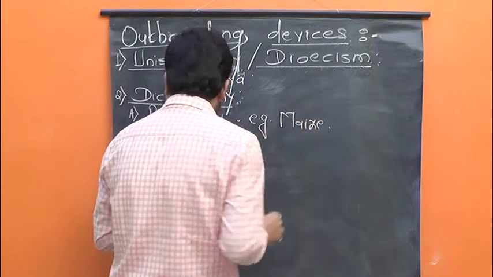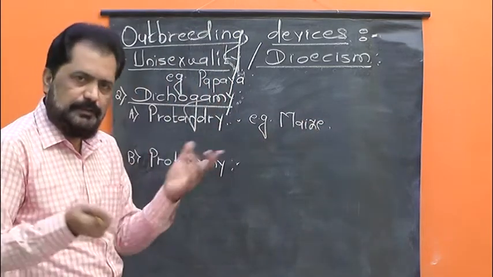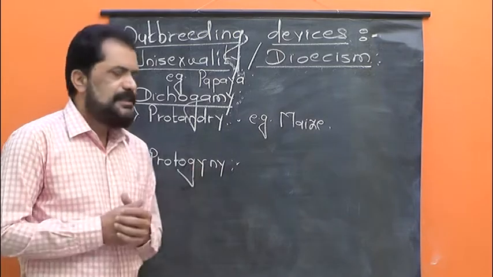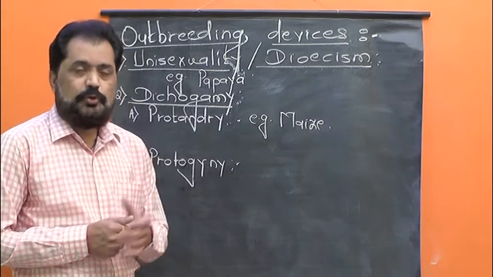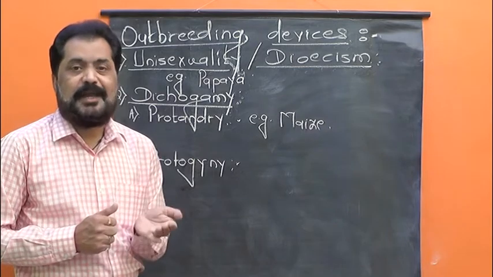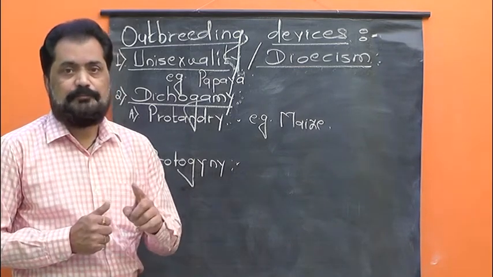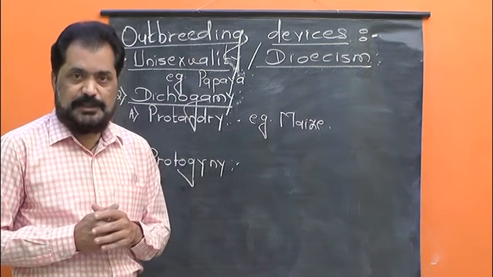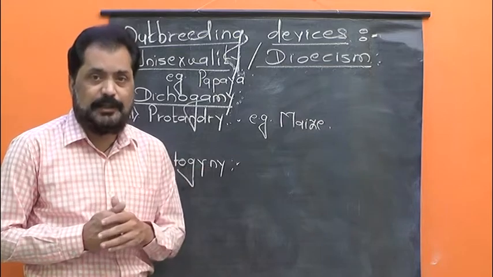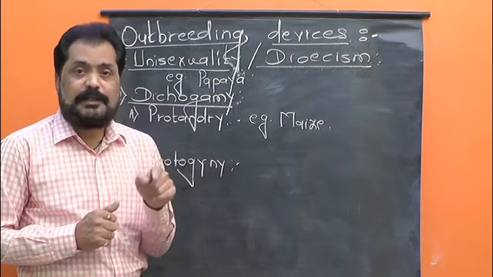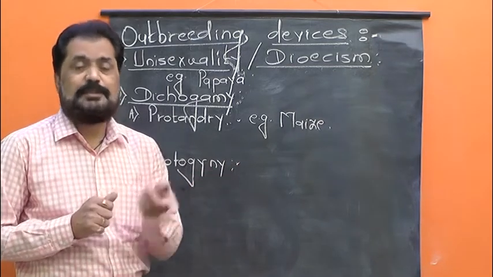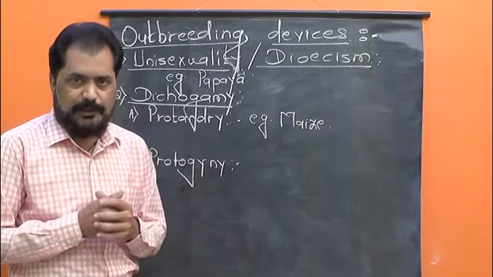On the other hand, second is protogyny, meaning it's the same. Pro again stands for first and here gyne stands for gynoecium. So it is the contrivance, the device in which gynoecium matures first, androecium matures later. It means whenever the stigma of carpel is ready to receive the pollen grain, at that time the pollen grains of the same flower are not available.